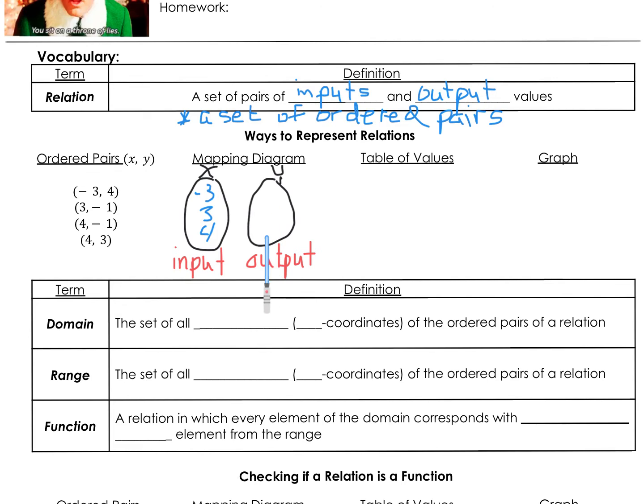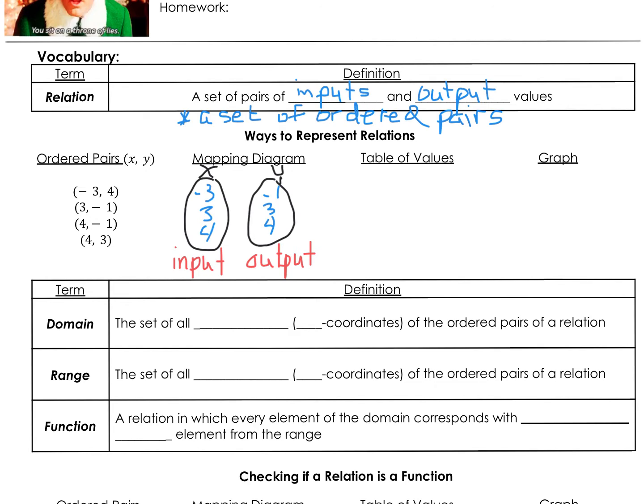Then over here we're going to put our y values. So our y values are 4, -1, and 3. The smallest being -1, 3, and then 4, and we're not repeating those negative ones. So -1, and then 3, and then 4.